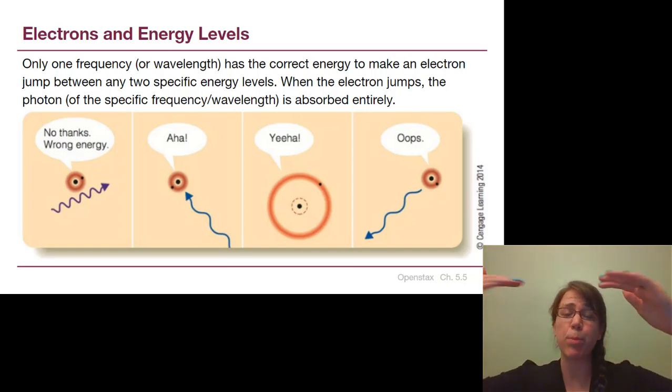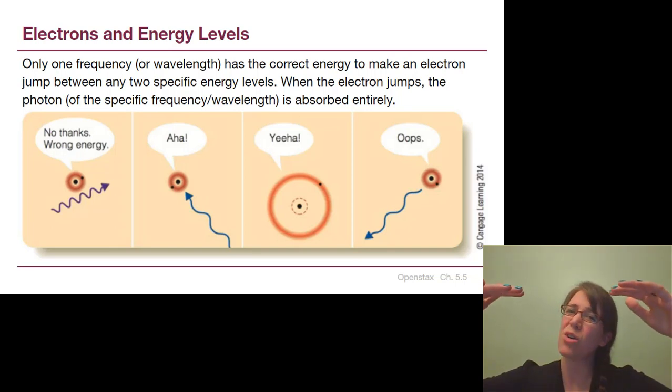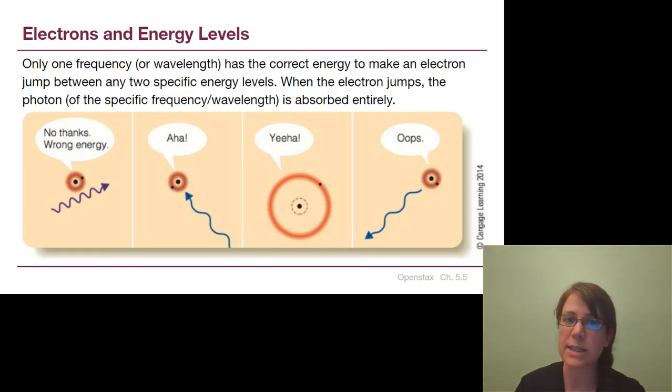But at any point, once the electron's up and excited and ready to go, it can decide, no, I actually want to go sit back down on the couch. It can drop back down and emit that photon. It doesn't require an external source of energy to jump back down to lower levels.